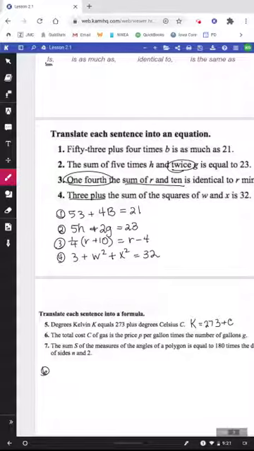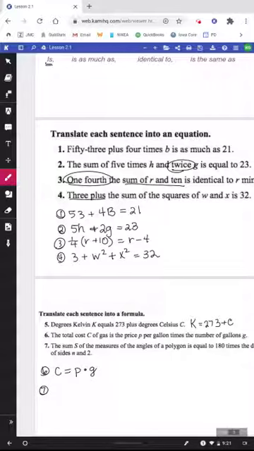Number 6, the total cost of gas, so they want me to put C, is, so equals, the price P per gallon, so I'm going to put P, then it says times the number of gallons, and they said put that as G. So I have C equals P times G.